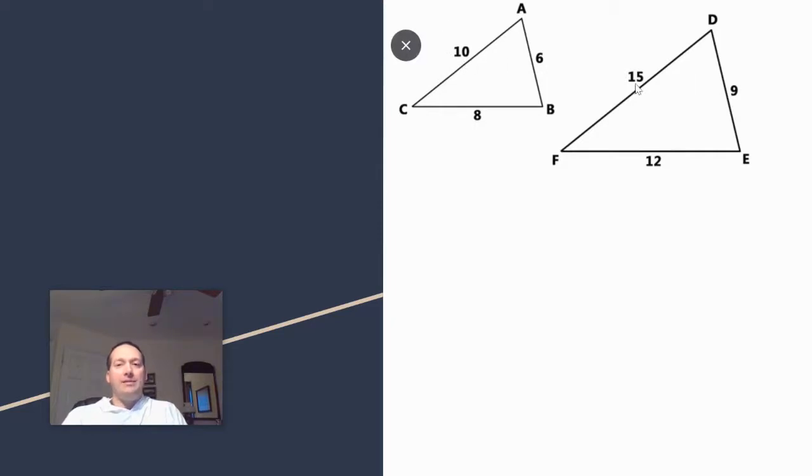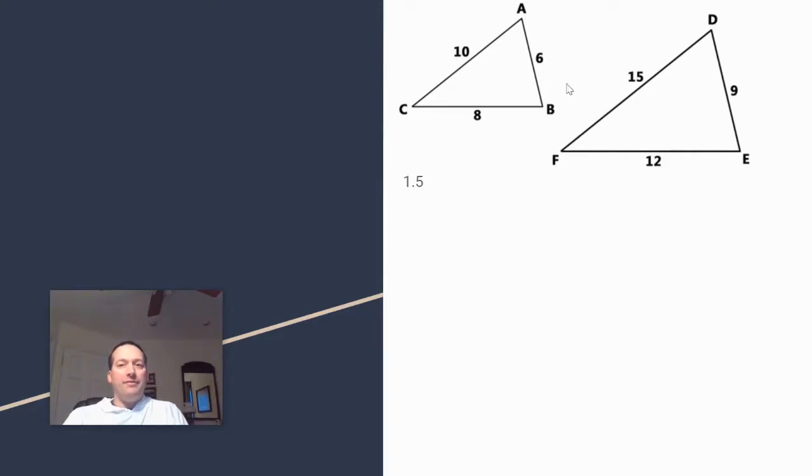So if I look at 10 and 15, what do I multiply 10 by to get to 15? Well, the correct answer is 1.5. So it's basically 15 divided by 10, okay, which is 1.5. Well, what do I multiply 6 by to get to 9? Again, 1.5. What do I multiply 8 by to get to 12? Again, 1.5. So because I multiply each one of these sides by the same ratio, and I get the same numbers here, this would be similar.